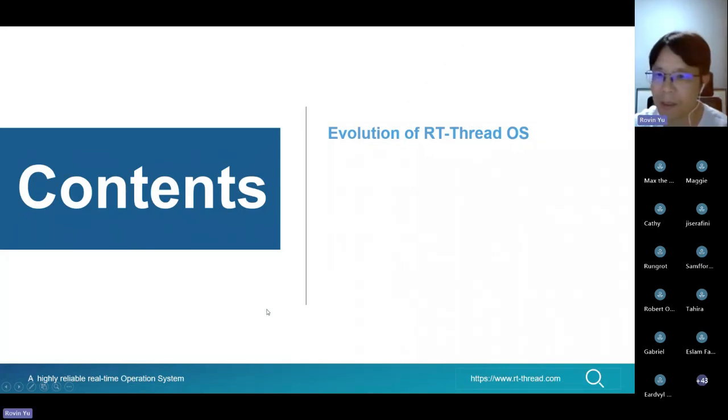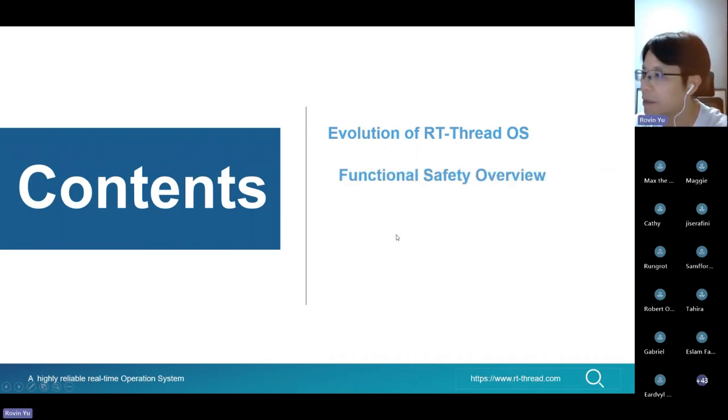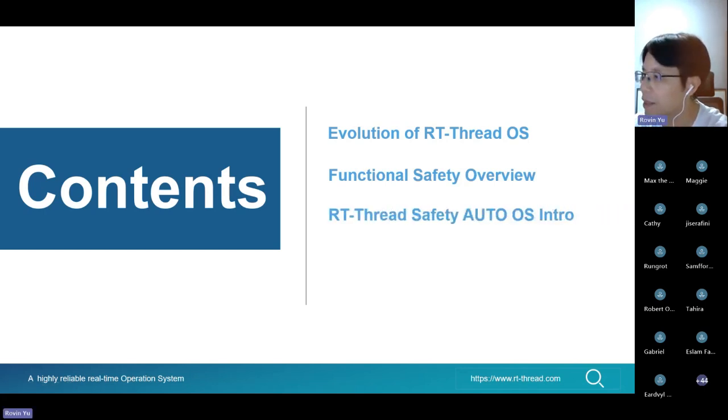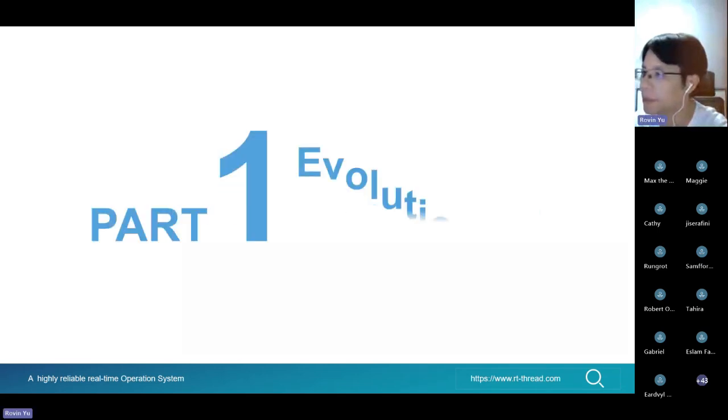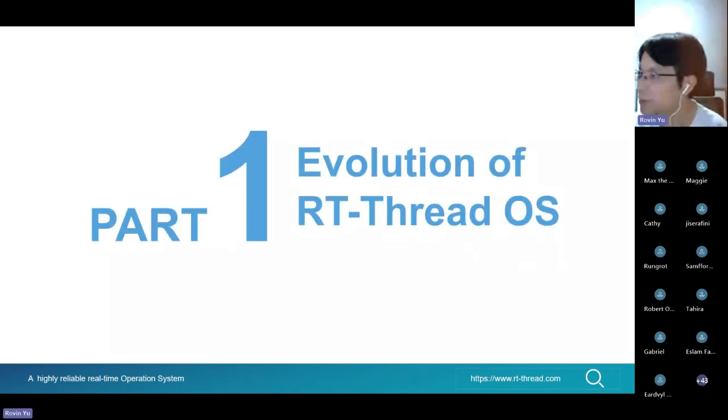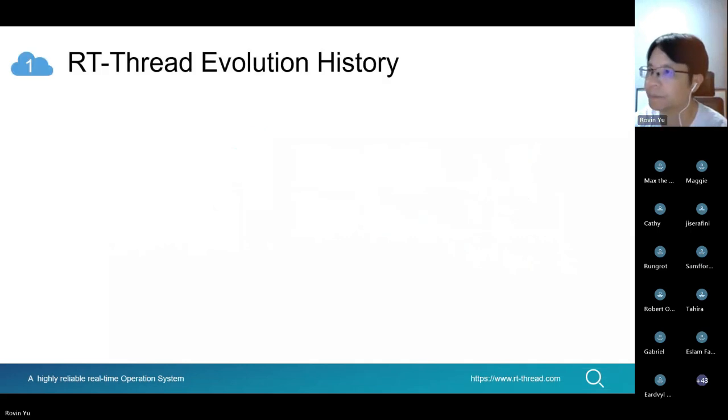I introduce it in 4 parts. First part is evolution of RT-Thread OS. Then a functional safety overview. Next, the RT-Thread Safety Auto OS introduction. Lastly, I show some Auto OS using scenarios. Let's go to the first part, evolution of RT-Thread OS.